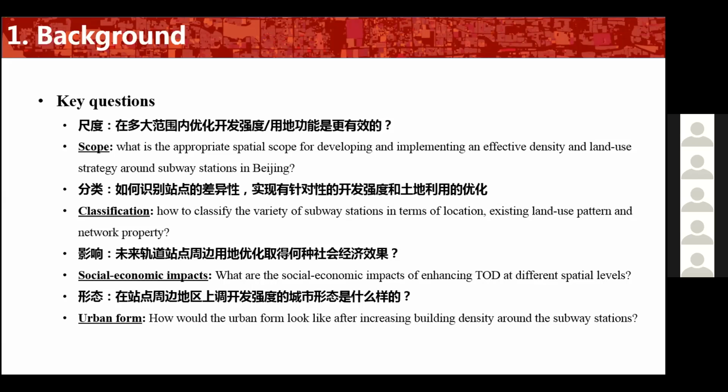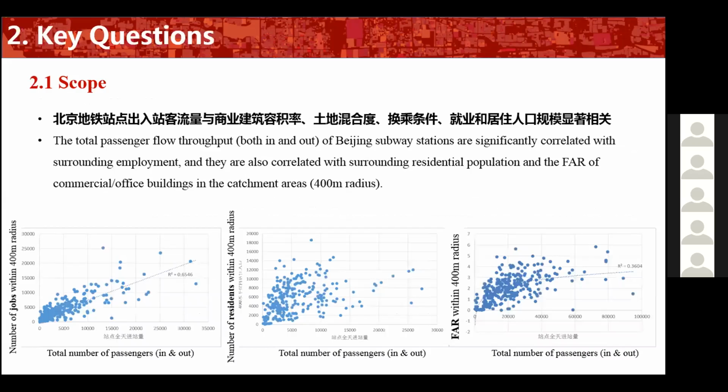Second, classification. How to classify the variety of subway stations in terms of location, land use pattern, and network property. And the third, socio-economic impacts. What is the impact of enhancing TOD at different spatial levels? And the last one, how could the urban form look after increasing building density around the subway stations by the method of urban design? So these 4 questions are the main work in the past 1 year.